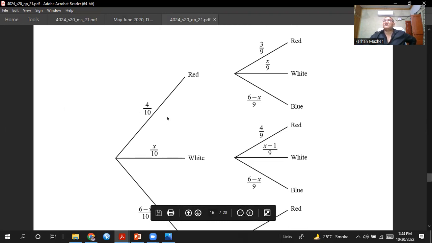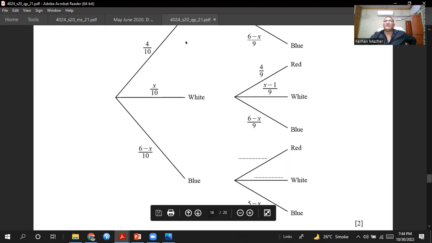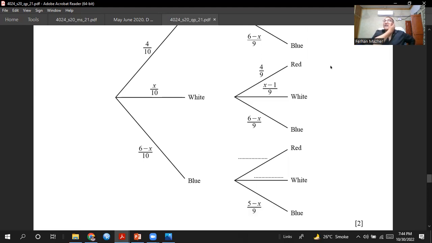So the rest of the tree diagram is completed. Only this portion is not completed. If you want to complete it, let me show you. If the first tile taken out is a blue tile, what is the chance that the second tile will be red? That will be 4 by 9 because the red tiles are 4. If a blue tile is taken out first, what is the chance that the second tile will be white? The white will be X divided by 9, because one tile has already been taken out. Now if the first tile is blue, what is the chance of the second tile being blue? That is 5 minus X by 9.